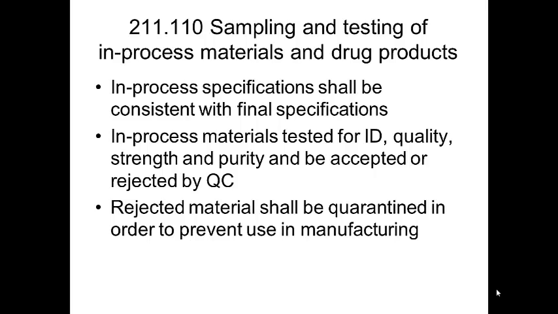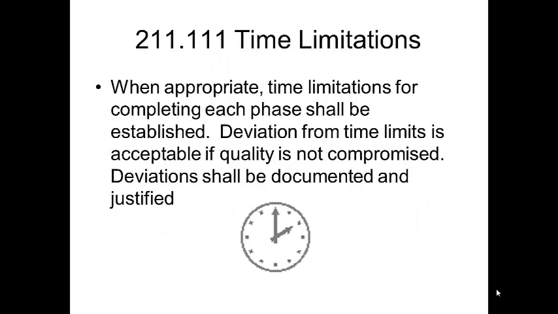Continuing on with that, in-process specs shall be consistent with your final spec. In-process materials are tested for ID, quality, strength, purity, and accepted or rejected by QC. Rejected material is quarantined, put out of the way, and rejected.